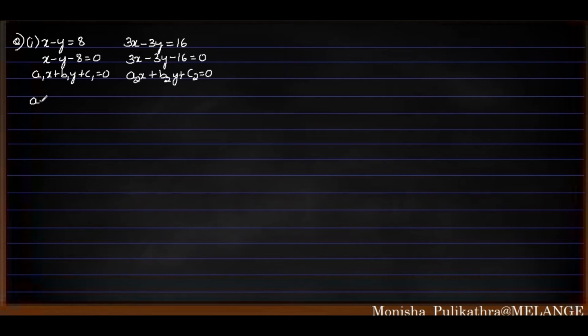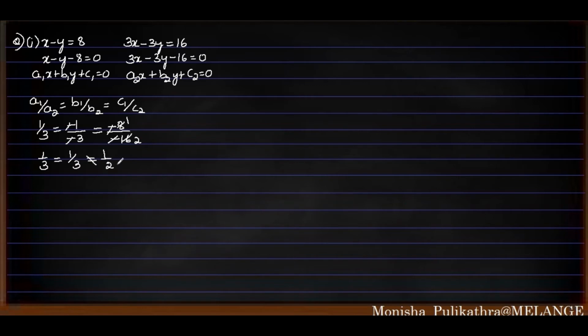Next, we need to compare the ratios. a1 by a2 is equal to b1 by b2 is equal to c1 by c2. Okay, here a1 is 1 and a2 is 3. So 1 by 3. b1 is minus 1 and b2 is minus 3. Here minus minus get cancelled. So 1 by 3 remaining. Next, c1 is minus 8 and c2 is minus 16. Minus minus cancels. 8 ones are 8, 8 twos are 16. So the ratios are 1 by 3 is equal to 1 by 3 is not equal to 1 by 2.